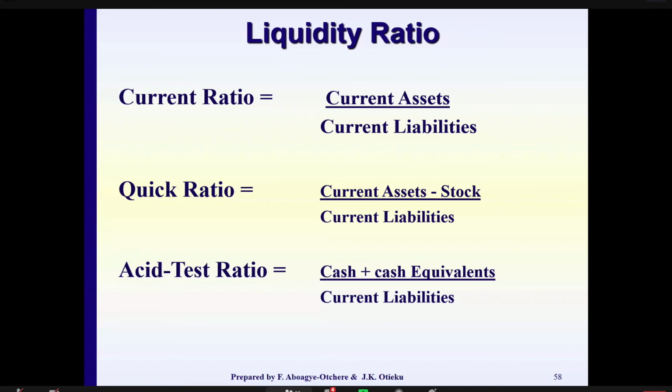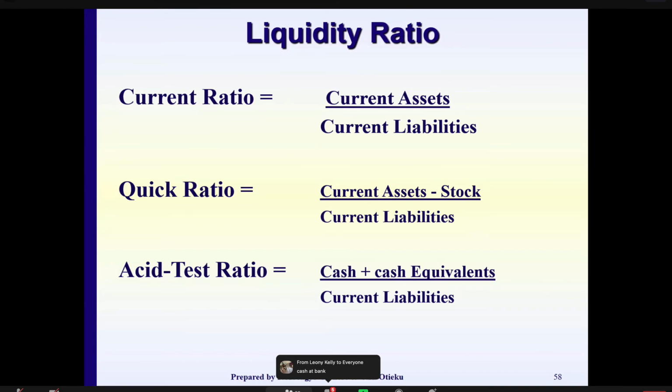What are some of the assets that we can think of as far as the current ratio is concerned? Current assets. What are the current assets? Yes, James. So inventory, obviously. After that, cash at bank. Okay, all right. And many more.